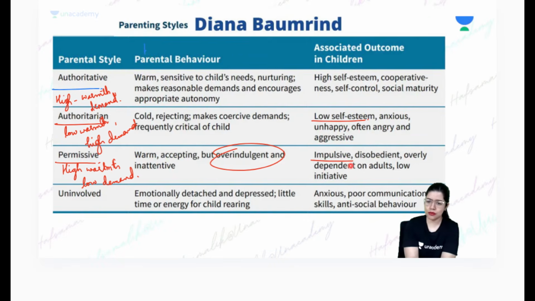They will say, nahi, mere classroom mein bhi meri hi baat suno. Huh? Why don't you only talk to me? Why don't you only listen to me? Why don't things work out in my life just the way I want? Okay, so these people end up impulsive, disobedient, overly dependent on others, and they take low initiative in their life because they are used to other people doing things for them.